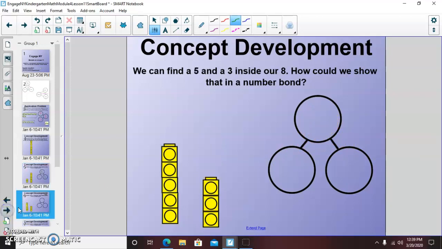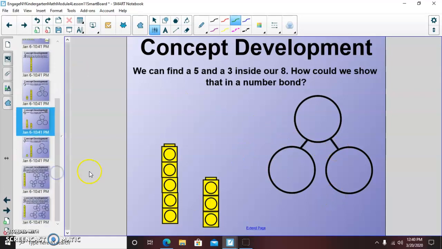Let's do our next challenge. Okay, now we're going to do this one together, and then we're going to do one more by yourself. We're going to do one by ourselves, and then I have some challenge problems. So here we go.